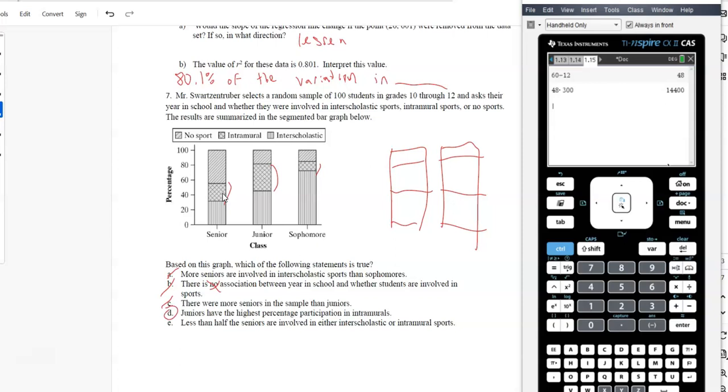Less than half of seniors are involved in any kind of sport. No, more than half. I mean, these are all the sport folks, and there's only a few that are no sports. So those are the no sports up there. So that's not true.